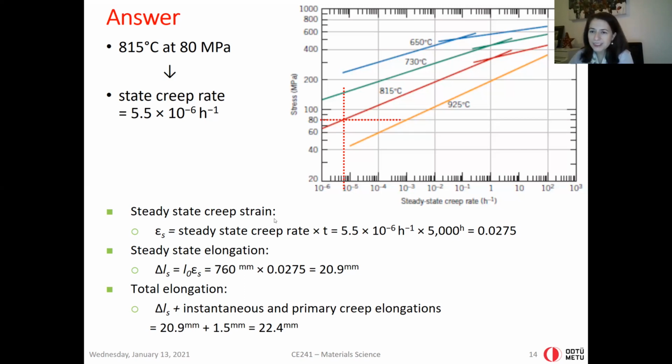So let's calculate the steady state elongation. So it is strain times original length. So 760 millimeter times our strain at 5,000 hours, it is 20.9 millimeter. So total elongation would be our change in length plus the instantaneous and primary creep elongations. So 20.9 plus 1.5, we will get 22.4 millimeter as our final elongation.